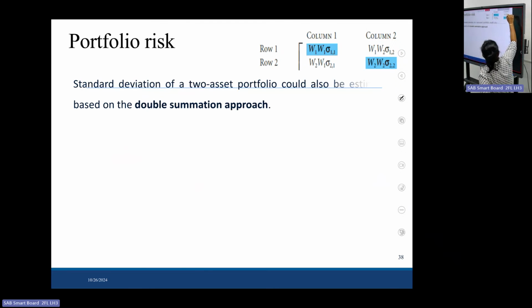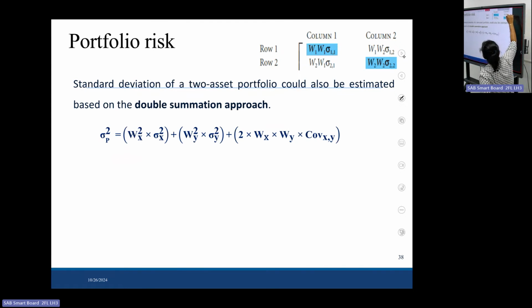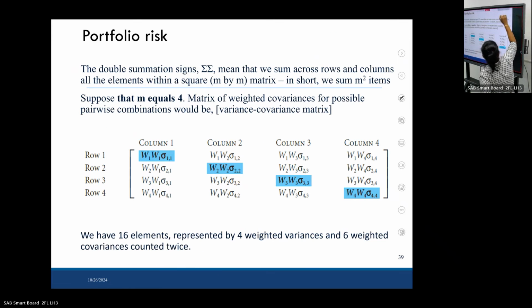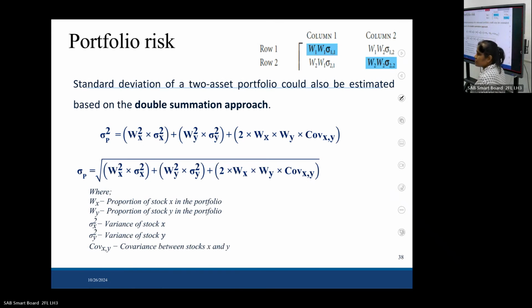We use this double summation formula, the double summation approach. You can expand this to any number. When the number of assets is increasing in your portfolio, you can expand the weighted variance and also the covariance. So likewise, you can expand this. I will explain very briefly.